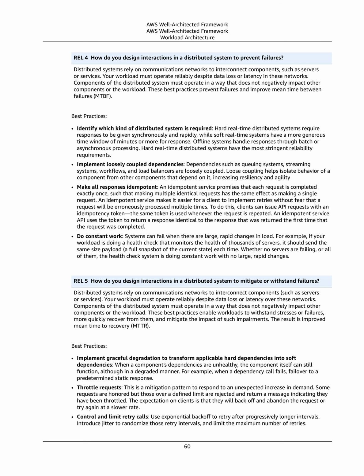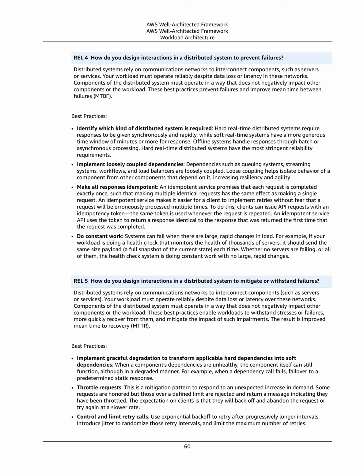Do constant work. Systems can fail when there are large, rapid changes in load. For example, if your workload is doing a health check that monitors the health of thousands of servers, it should send the same size payload, a full snapshot of the current state, each time. Whether no servers are failing, or all of them, the health check system is doing constant work with no large, rapid changes.